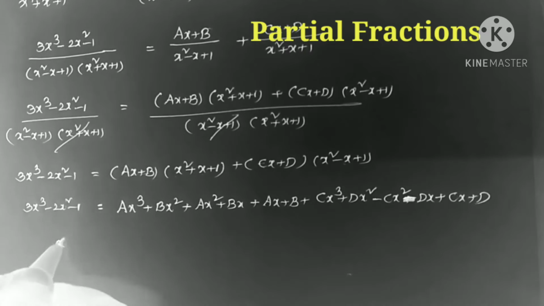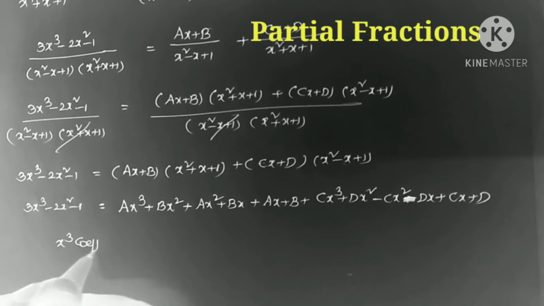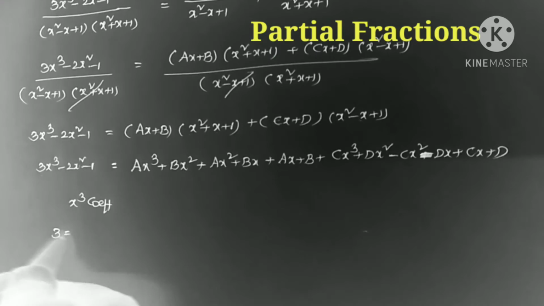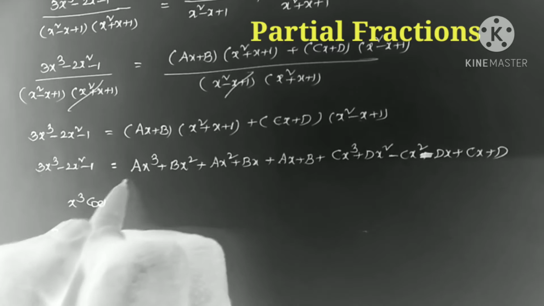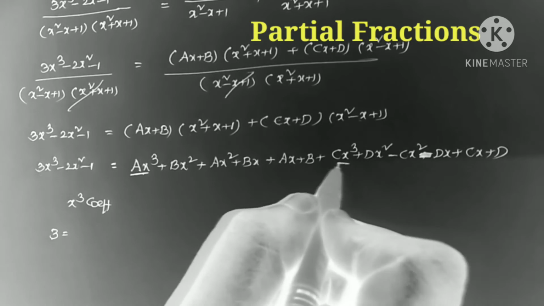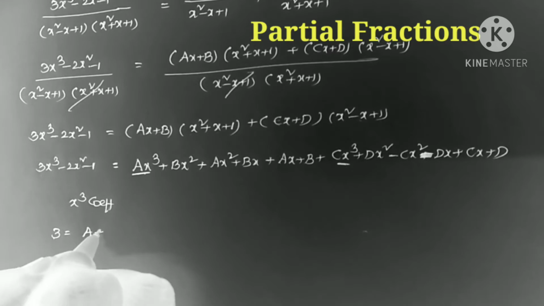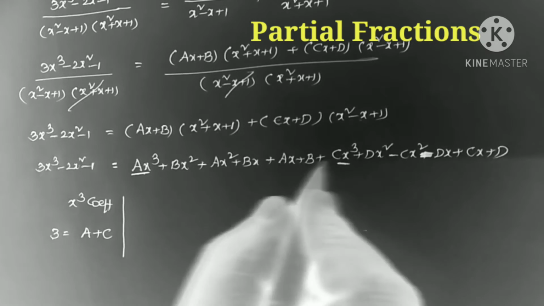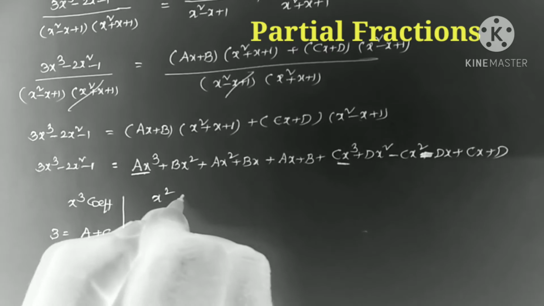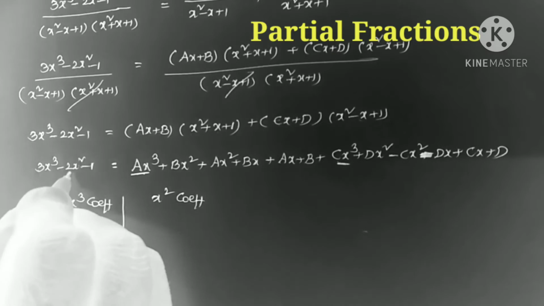So first we compare the x³ coefficients. What are the x³ coefficients? Here we have the 3 only. 3 is equal to the ax³ and cx³ coefficients, that is a + c. Next we take the x² coefficients. What are the x² coefficients?